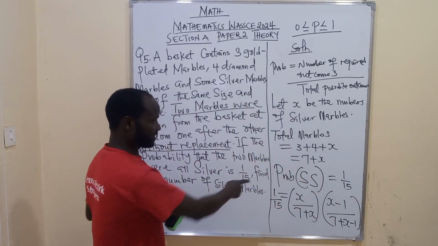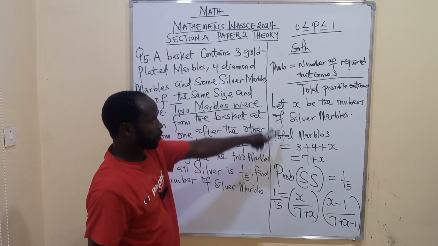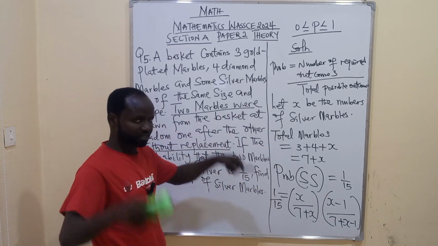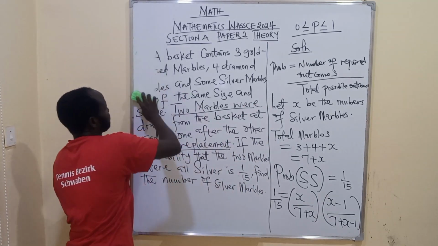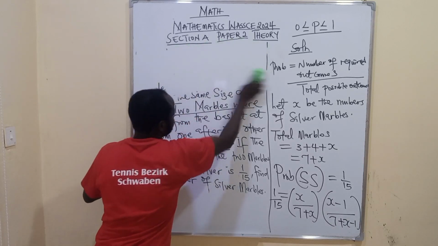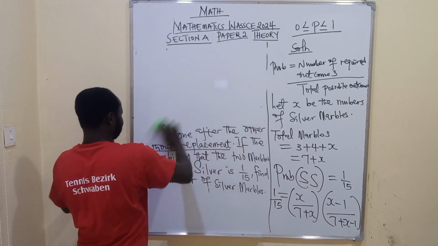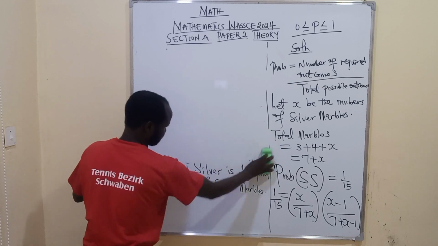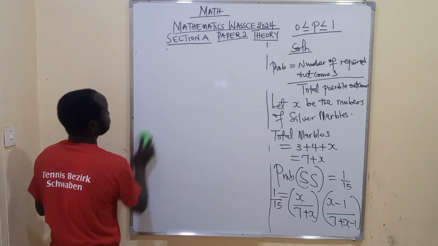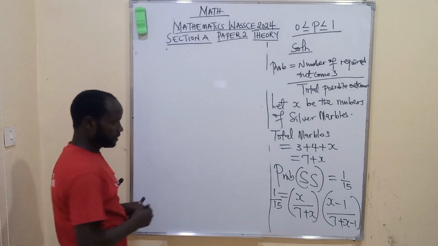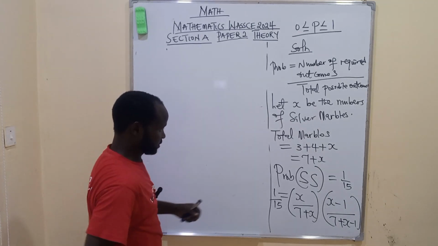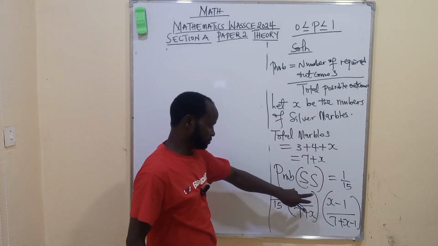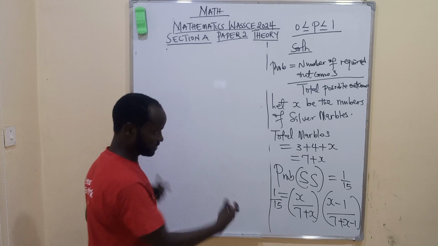So we can easily find X, which is the number of the silver marbles in the basket. So let's clean here so that we can solve for X. We're looking for X now. Okay, so we can resolve this. Say the probability of picking two marbles that are silver is 1 over 15. We can easily find X now.